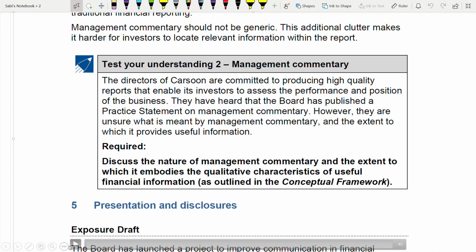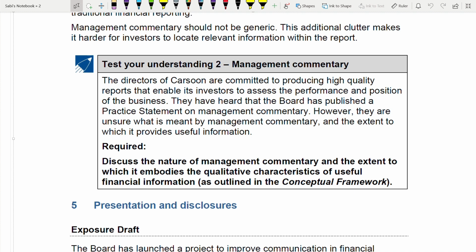So here you go. Test your understanding 2, management commentary. So let's do a question on management commentary. We are given a question on management commentary. How will it look like? This is more descriptive in nature, it does not have numbers. Okay, it's more like you have to write a lot.